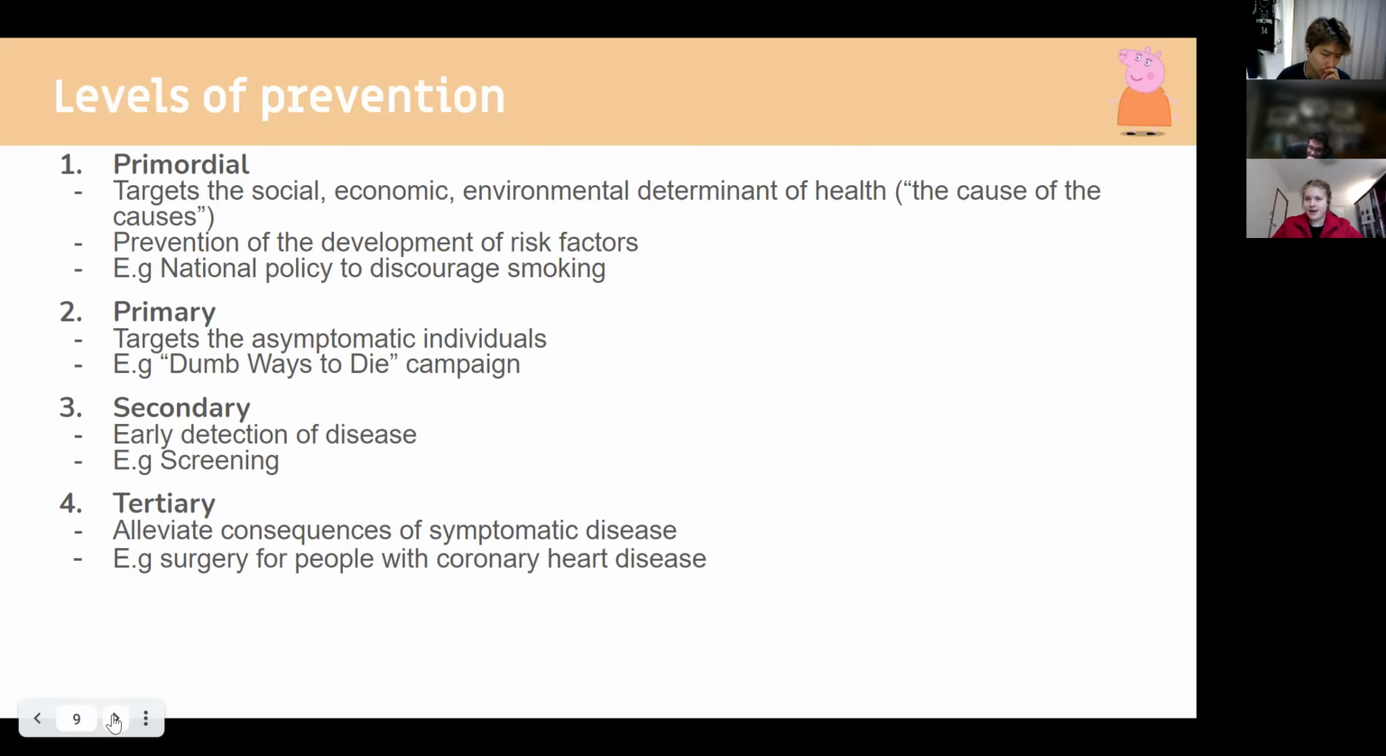Secondary is all about screening. If they ask you to give an example for secondary, screening is your answer. It's early detection of the disease. So early detection of people who have any disease is secondary. And tertiary is when you're actually trying to treat the disease almost, I guess. So like giving surgery for people with coronary heart disease to reduce the chances of having a heart attack. Or maybe removing the leg of a diabetic patient to reduce the chance of the gangrene spreading throughout the body. So tertiary is already kind of treatment style.